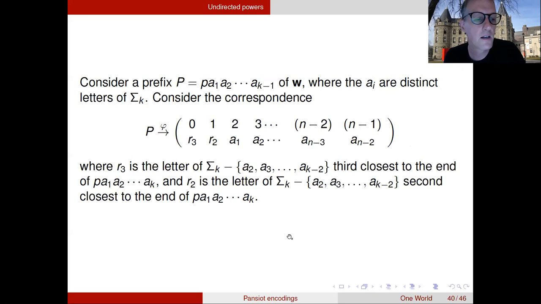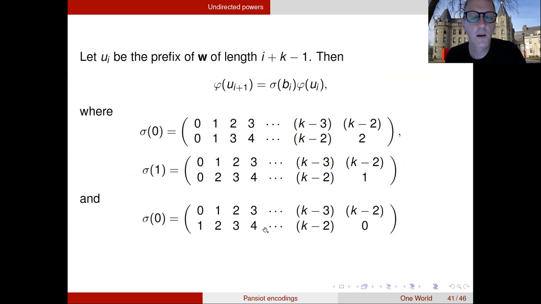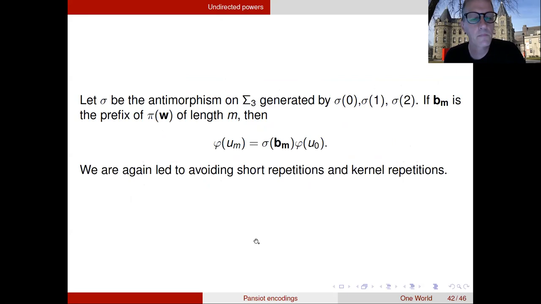So let U_i be the prefix of W of length i plus K minus 1. We have a similar relation to what we had in the Pansiot encoding, but with different permutations. I will say, Lucas and I simply worked with the arithmetic on permutations, hadn't been thinking about the de Bruijn graphs yet. So if sigma is the antimorphism generated by sigma 0, sigma 1, sigma 2, and B_M is the prefix of the encoding of length M, then phi of U_M is sigma of B_M times phi of U_0. And again, in the same way, you have to avoid some short repetitions and some kernel repetitions. It's exactly analogous to Dejean's conjecture, but over a three-letter alphabet.